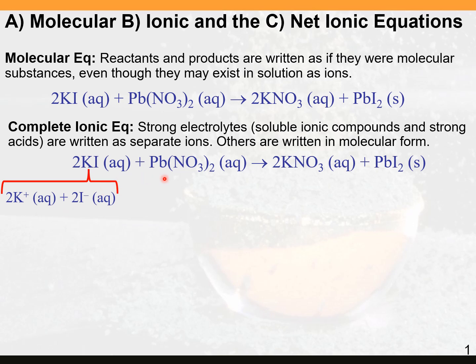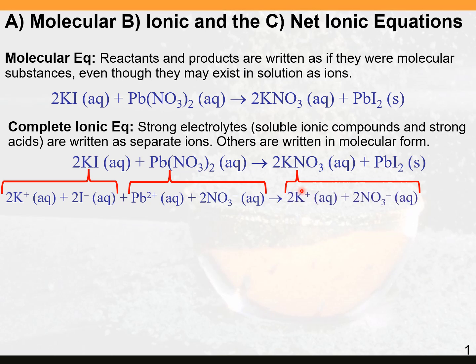Lead(II) nitrate is also a strong electrolyte, and thus it is written as separated ions. The formula produces 1 lead(II) ion and 2 nitrate ions. Considering the products, potassium nitrate is written as separated ions because it is also a strong electrolyte. For potassium nitrate, 2 potassium ions and 2 nitrate ions are written. Lead(II) iodide is an insoluble solid. Therefore, it is written as a complete formula.